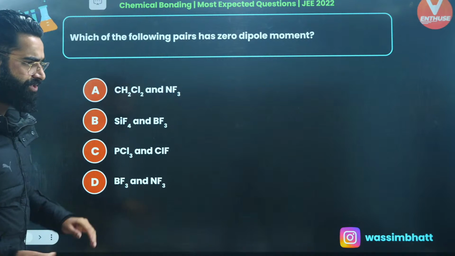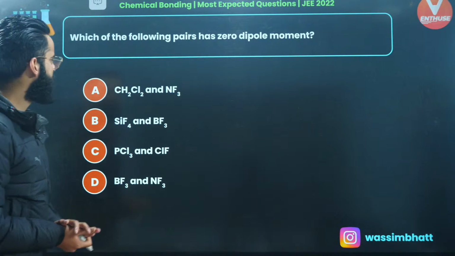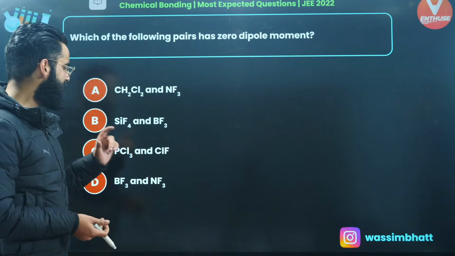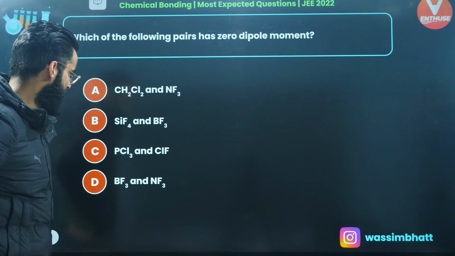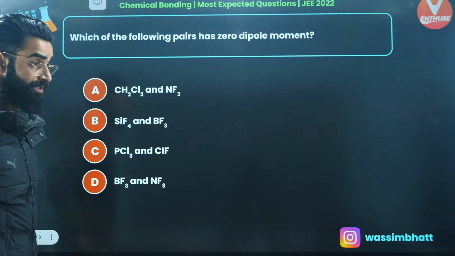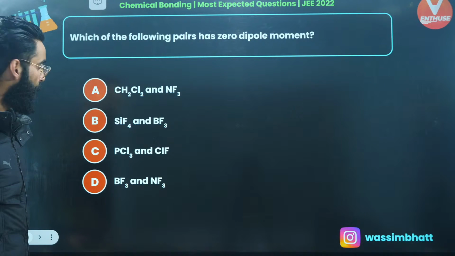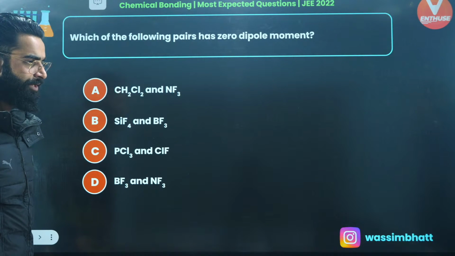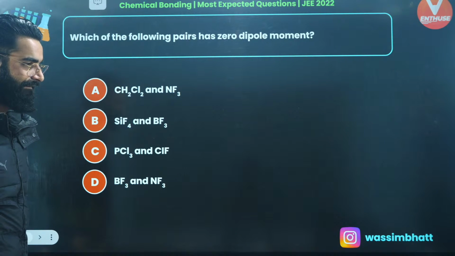Look at this particular question and let me know its answer. Which of the following pairs have zero dipole moment? Where do you see both the molecules having zero dipole moment? What do you think about this particular question, my dear people? Where do you see zero dipole moment in both the molecules? In option A, B, C or what?